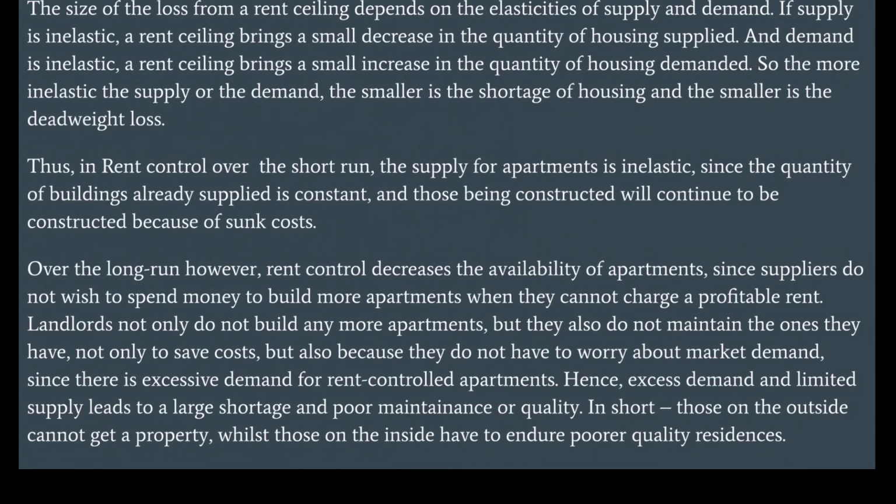Landlords not only do not build any more apartments, but they do not maintain the ones they have, not only to save cost, but also because they do not have to worry about market demand. Since there is excessive demand for rent-controlled apartments, excess demand and limited supply lead to a large shortage and poor maintenance of quality. In short, those on the outside cannot get a property while those on the inside have to endure poorer quality residences.